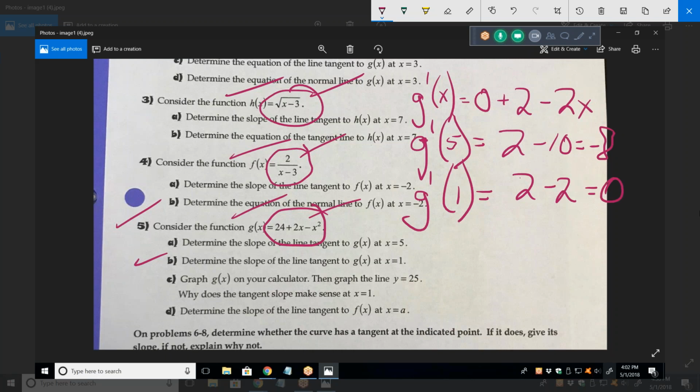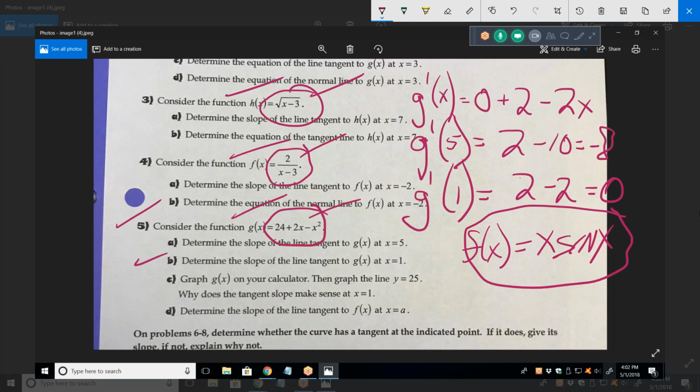So much easier with the power rule. Now, the power rule does not handle all functions. If I said to you f of x equals x times sine x, well, now I've got to apply something called the product rule because I'm multiplying this polynomial times this trig function.